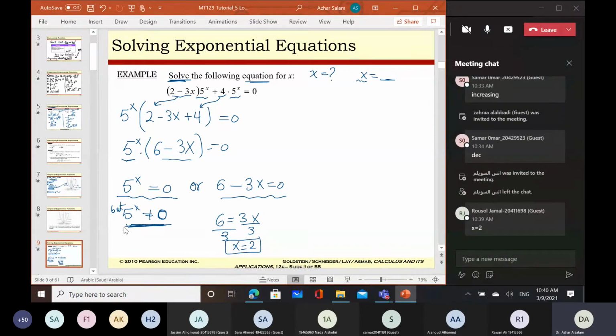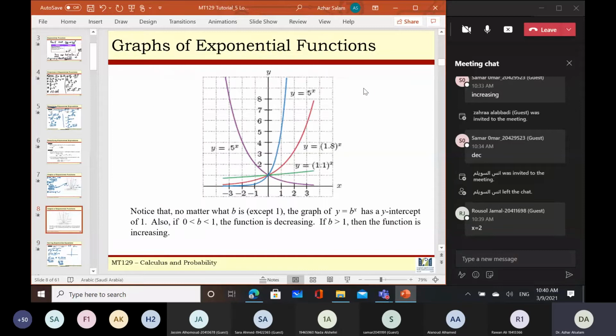I will explain this more from the graphs, the previous graph, this one. This is actually 5 to the power x. Notice here that this is the red graph. It approaches zero, but it's actually never equal to zero at all.